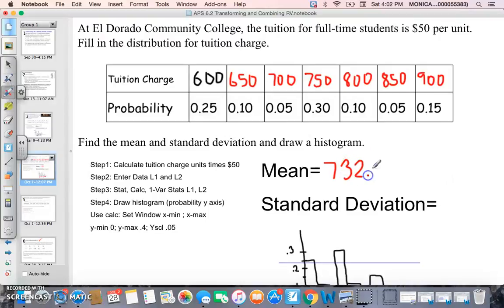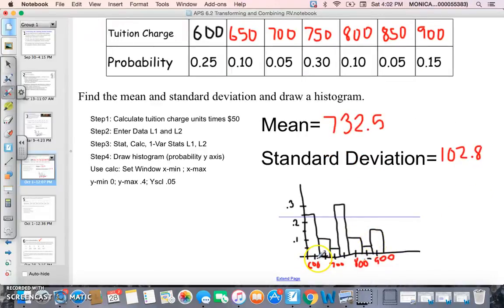732.5, and with a standard deviation of about 102.8. And then what I noticed was when I was making my histogram, it's going to be the exact same histogram as we had before because my probabilities did not change. What did change was my tuition charge.